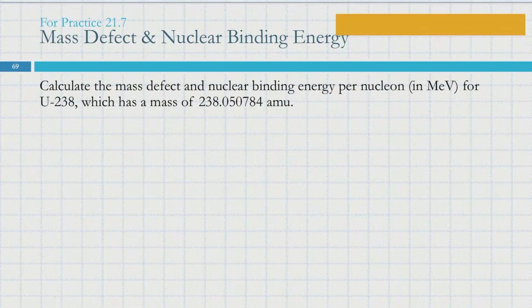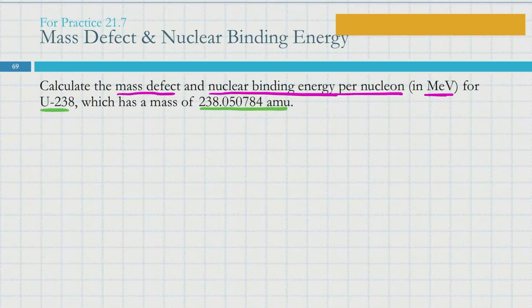For example, we can calculate the mass defect and nuclear binding energy per nucleon in mega electron volts for uranium-238, which has a mass of this value. So we're going to calculate mass defect and nuclear binding energy per nucleon in mega electron volts for U-238, which has a mass given there.